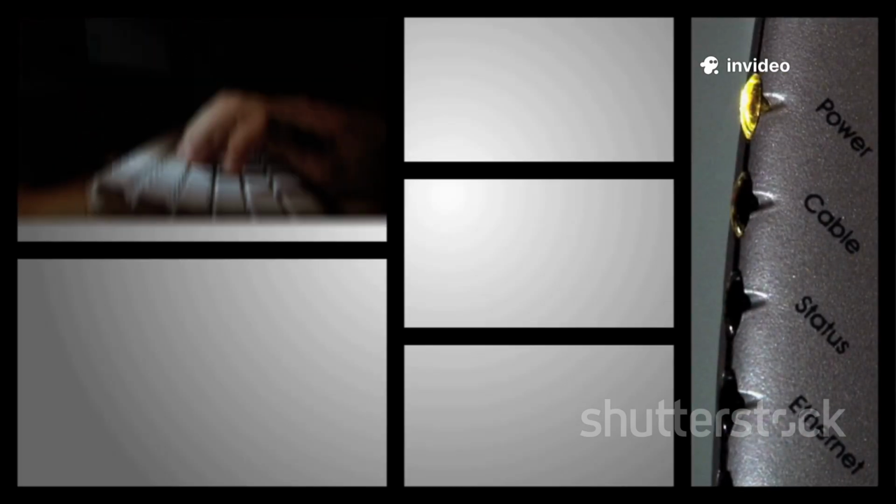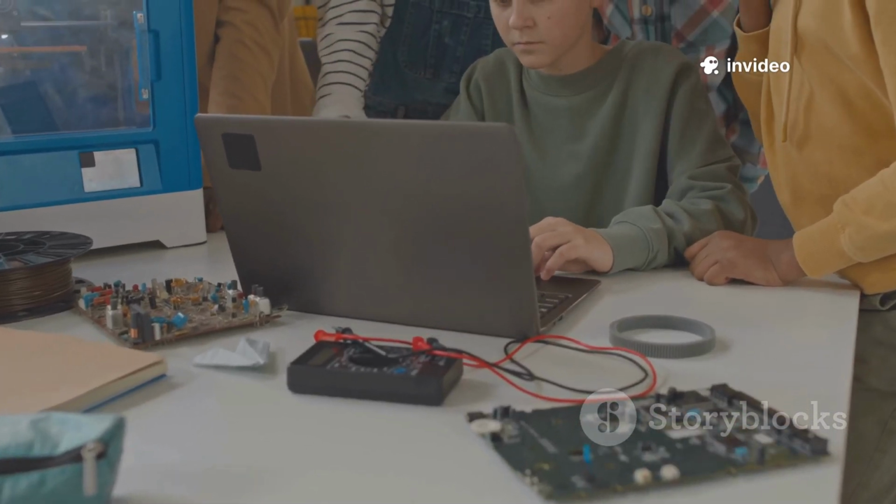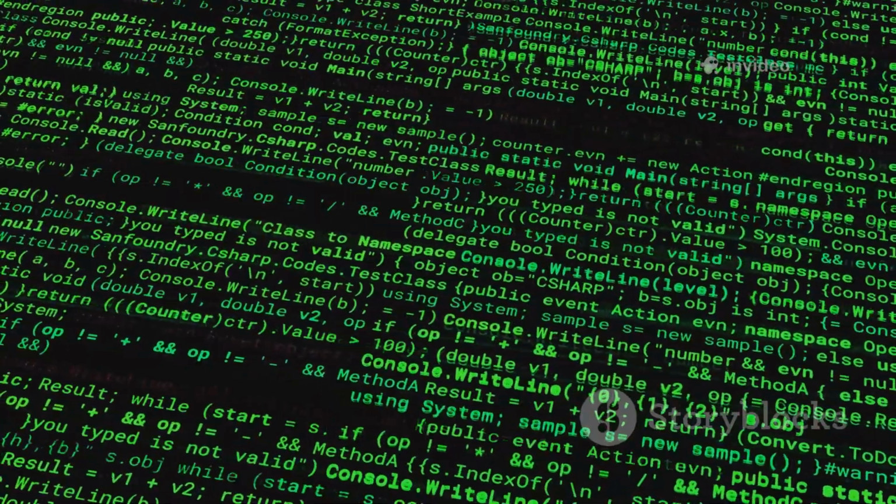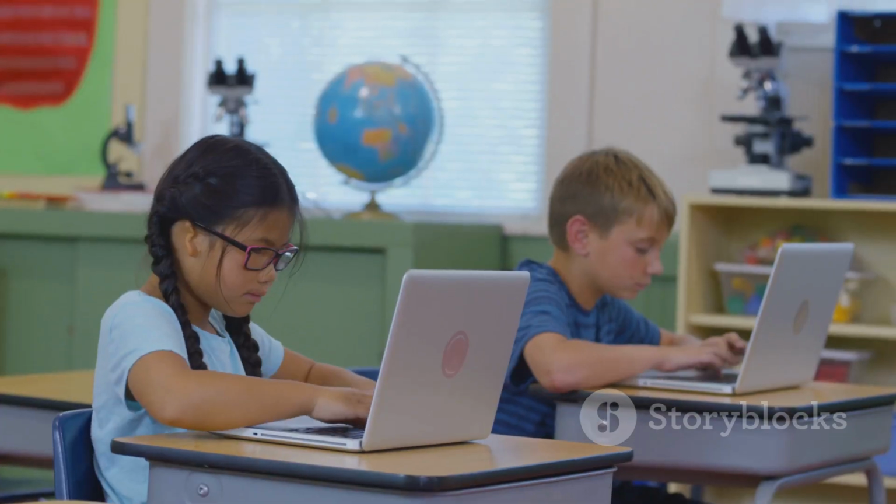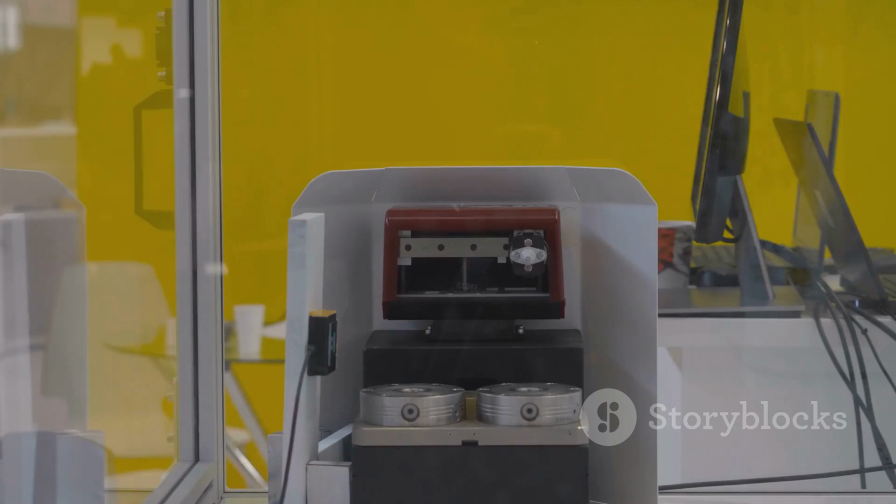A key thing about digital computers, they're programmable. You can give them all kinds of instructions. That's why you find them everywhere. Schools, homes, hospitals, factories, you name it.